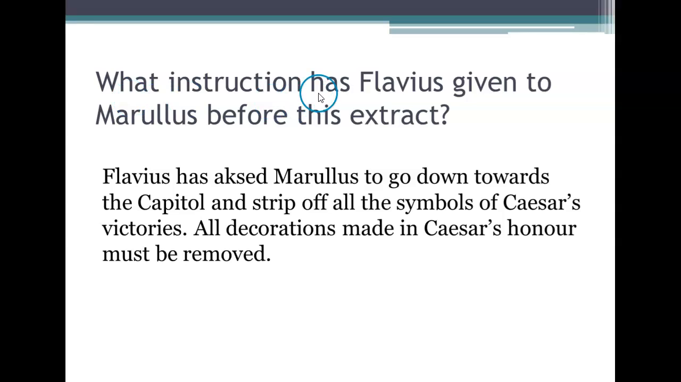First question, what instructions has Flavius given to Marullus before this extract? Flavius has asked Marullus to go down towards the Capitol and strip off all the symbols of Caesar's victories. All decorations made in Caesar's honor must be removed.